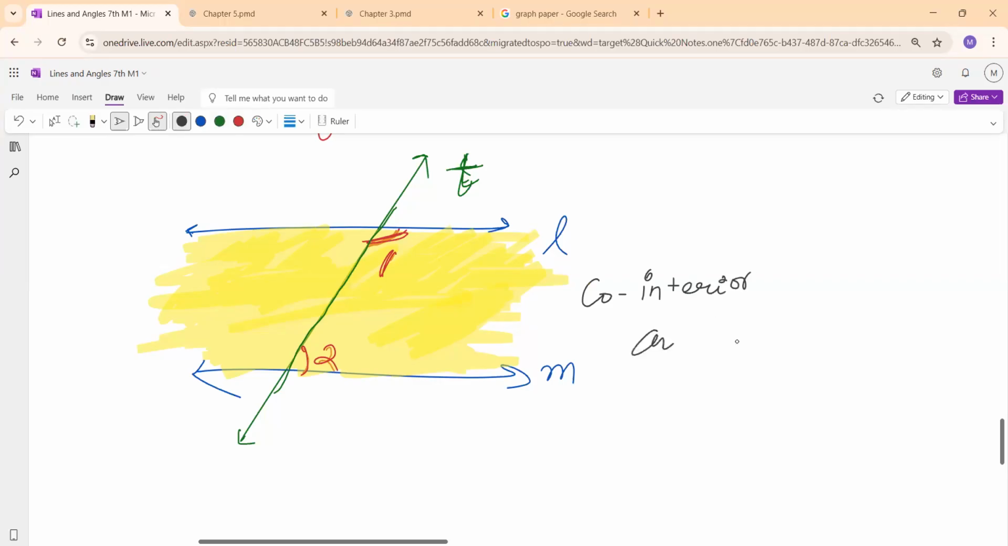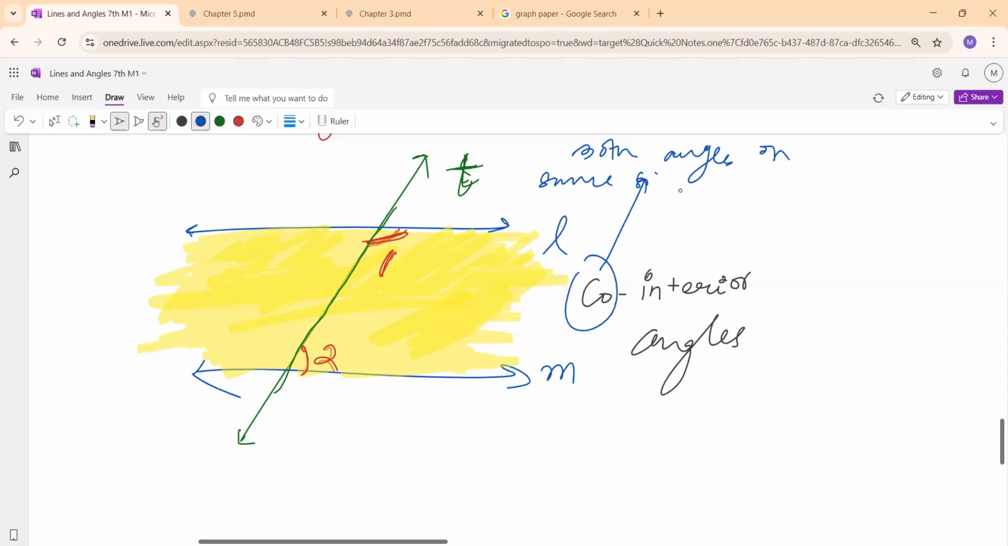What are they known as? Co-interior angles. Co means on the same side of the transversal. Both angles on the same side of the transversal. Interior means both angles are in the interior of the figure of the parallel lines. So first of all, they are known as co-interior angles.